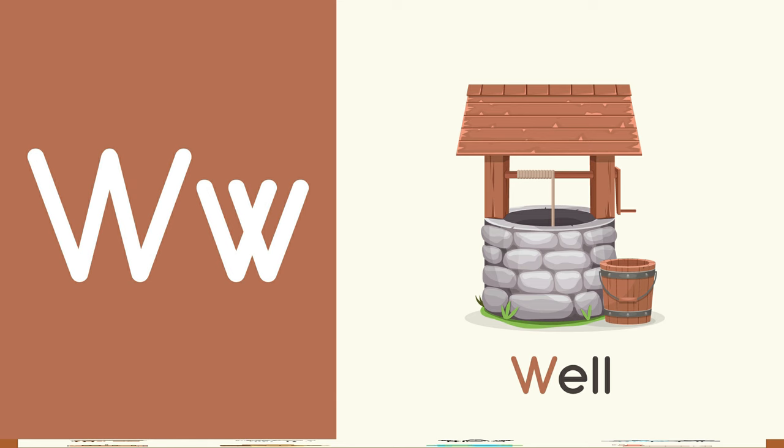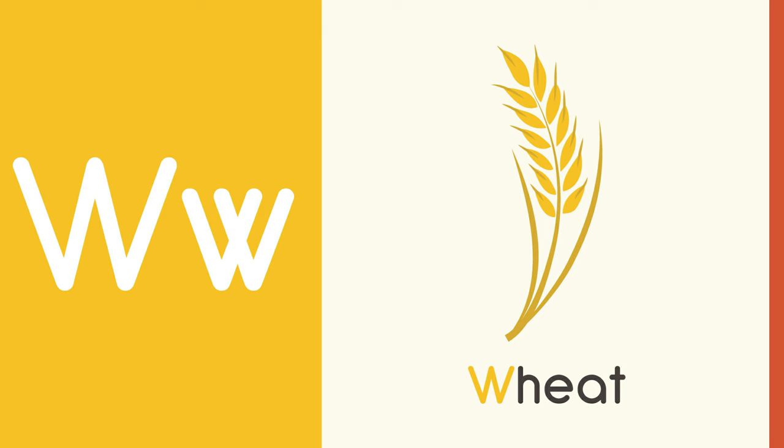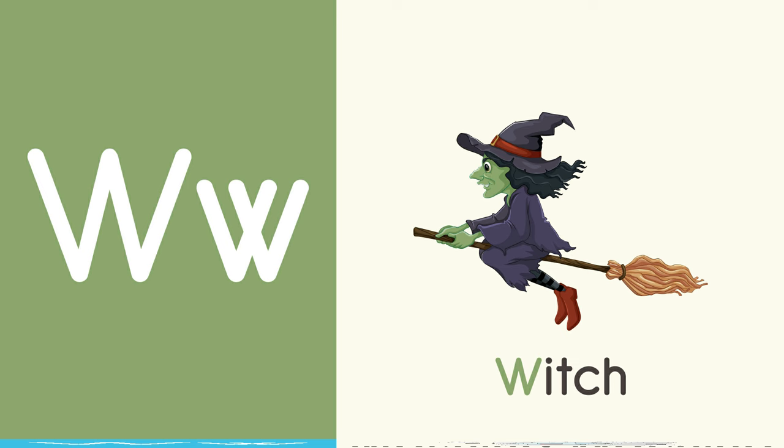W is for well. W is for waves. W is for walking. W is for wheat. W is for winner. W is for washing machine. W is for which. W is for why.